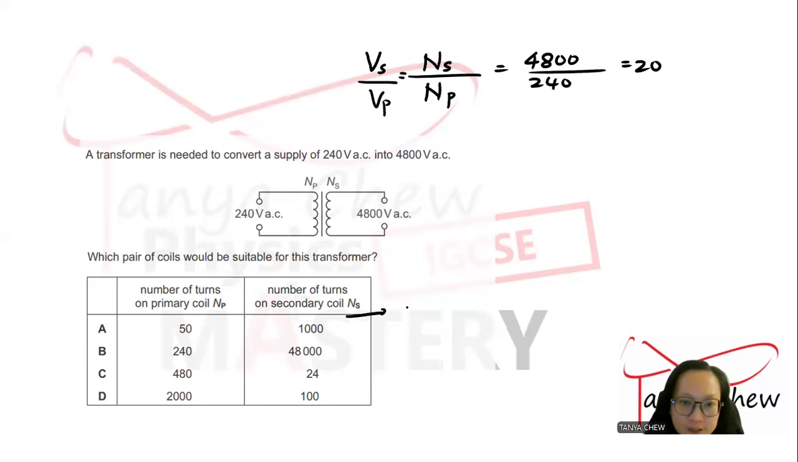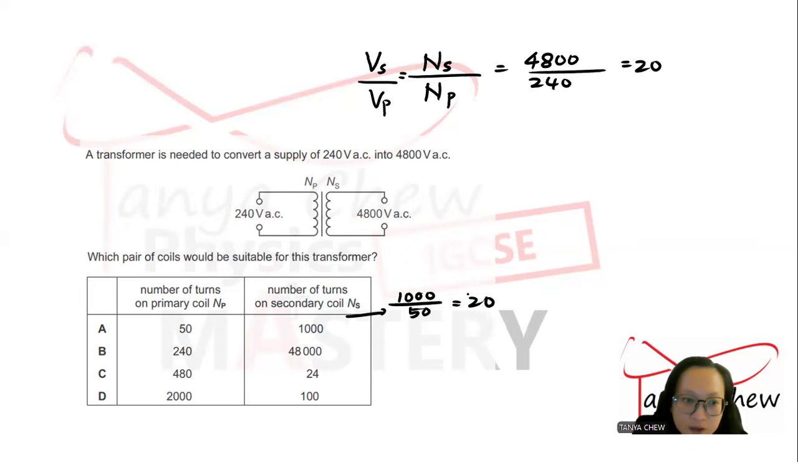The ratio of the number of turns in the secondary coil, because I'm using voltage. Voltage 4,800, secondary voltage divided by primary voltage 240. This is a step-up transformer. So I need to make sure the number of turns in the secondary coil to the number of turns of my primary coil must be equal to the same ratio, which is 20. So first one, Ns divided by Np, 1,000 divided by 50.